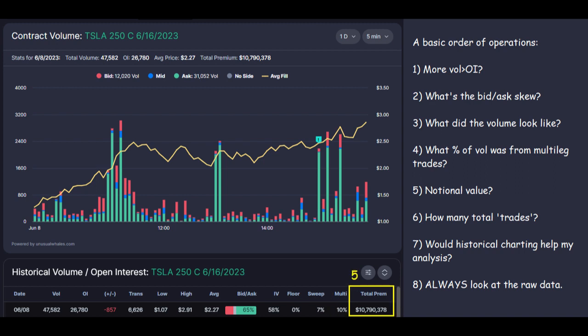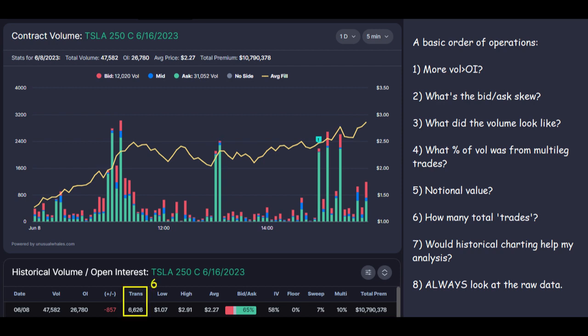5. Notional value. As with many of these values, there isn't a cookie cutter threshold that makes something unusual or not unusual. They're all relative to each other. I generally like to see trades that are at least 6 figures in size, and in this instance we have 7 candles of mid to high 6-figure premiums.